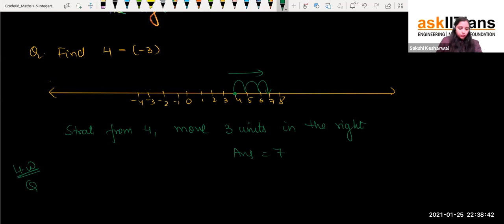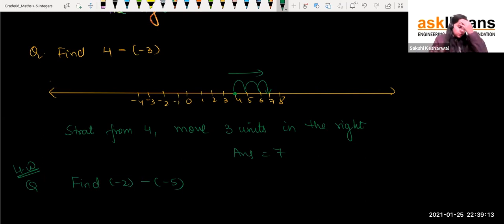Right. I'll give you this question as homework, right? Try this question as homework. Find -2 minus of -5. Right. Can you do this question? Right, now this you have done.